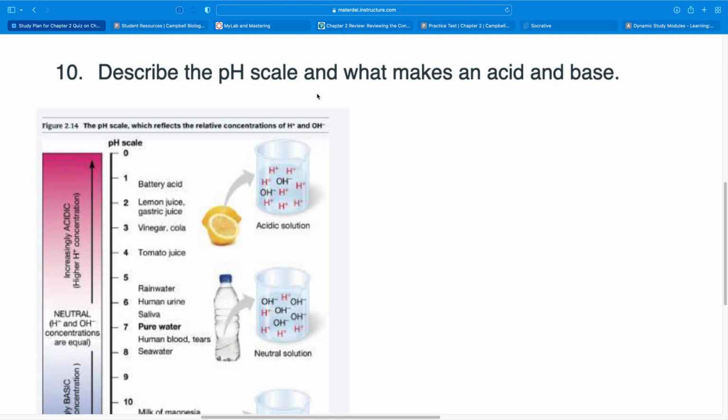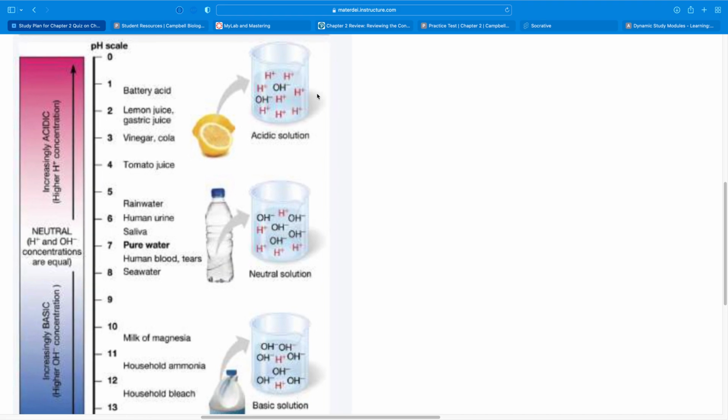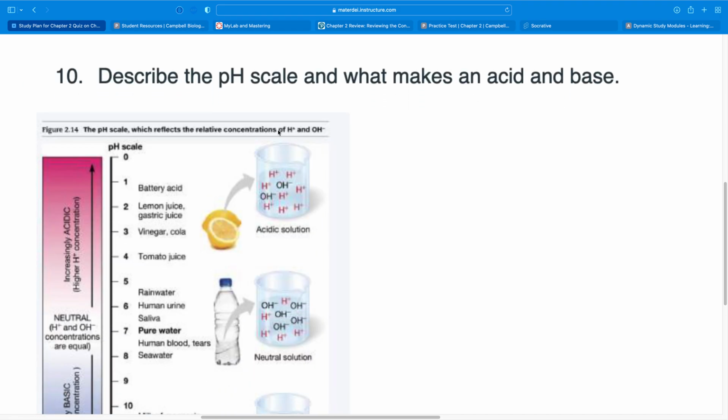The pH scale, 0 to 14, 7 water right there in the middle, neutral. Acids are going down towards 0, bases going up toward 14. What makes an acid? You can see from the picture in your textbook, H+.